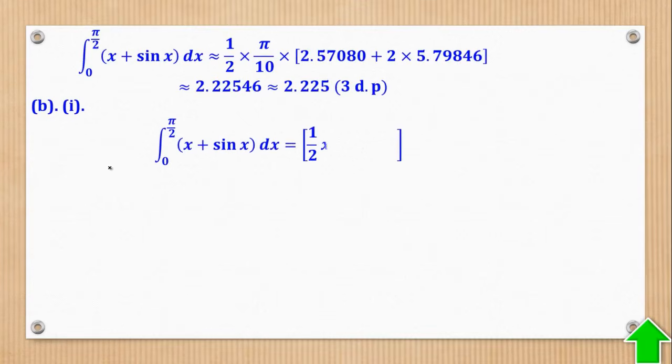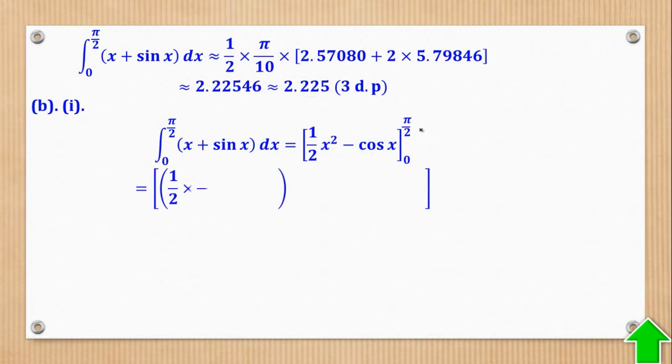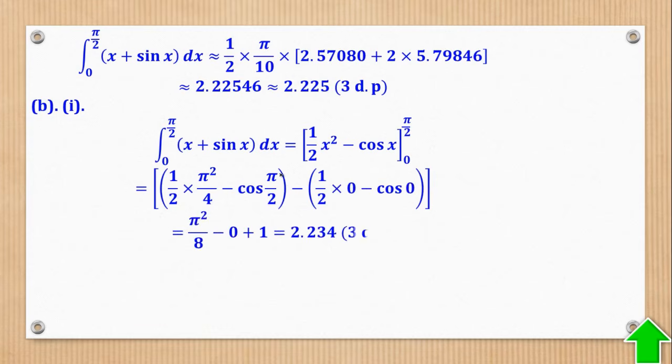So we have to integrate that one. So when I integrate x, I'll come up with a half x squared. Integrate sine, I'll come up with negative cos x. Limits are these ones, lower limit, upper limit. Then when I substitute the limits, I'll come up with that. Use the calculator, which should be in radians, so you come up with this value to 3 decimal places.